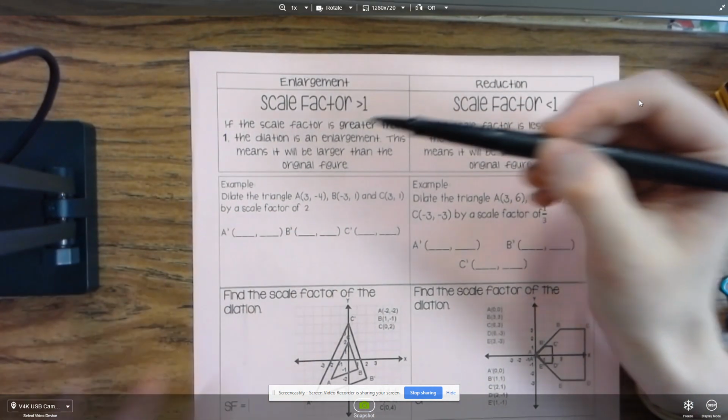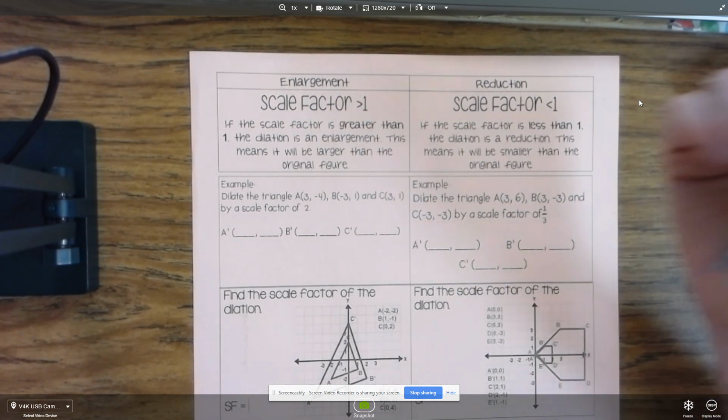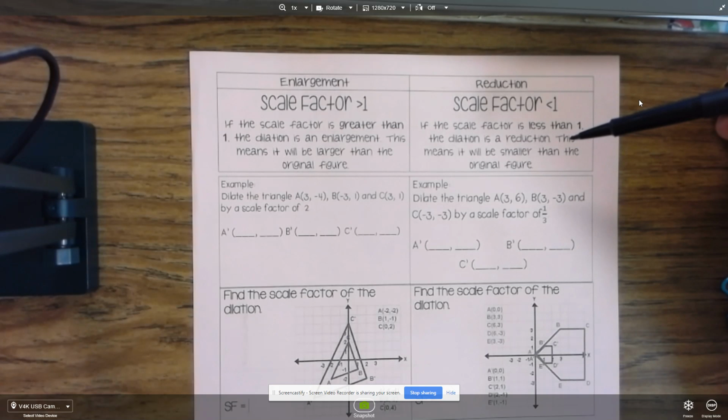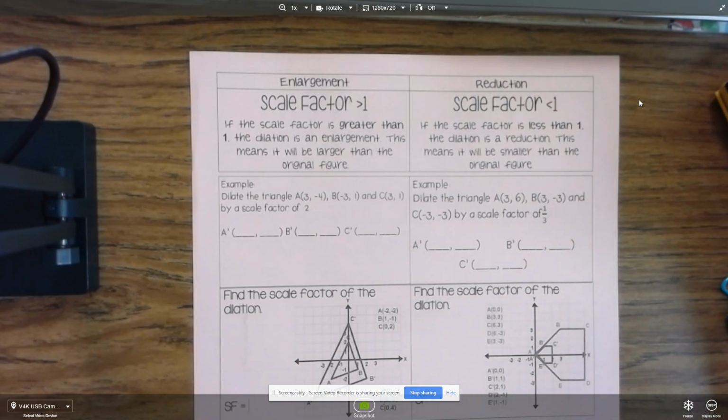So if the scale factor is greater than 1, then the dilation is an enlargement. This means it gets bigger than the original. If the scale factor is less than 1, then the dilation is a reduction. This means it'll be smaller than the original figure.